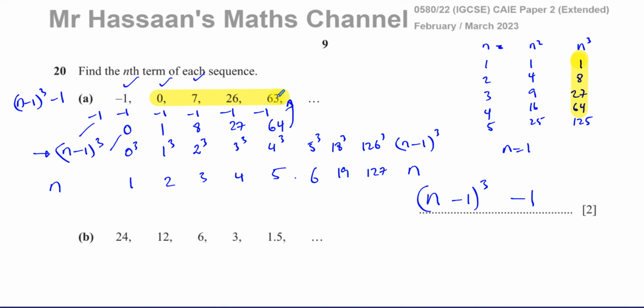For example, look at the fifth term. N minus 1, 5 minus 1, 4. 4 cubed is 64. 64 minus 1 is 63, and so on. So you can check it for all of them or some of them, and you end up knowing that this is for sure the correct answer.